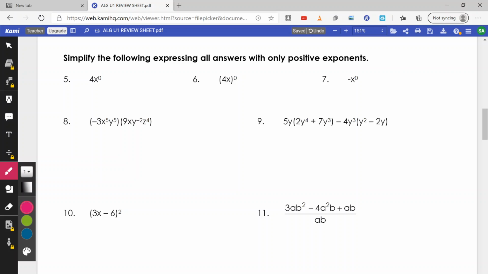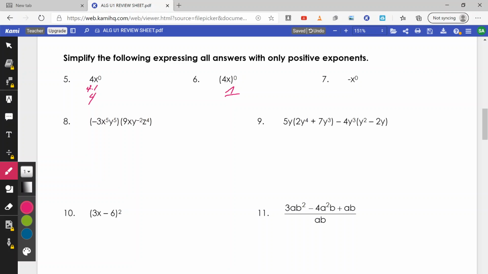Simplify all of the following with positive exponents only. So 4x to the 0, again, 0 is only on the x. 0 exponent means that item is really worth 1. So this is really 4 times 1, which is 4. (4x) to the 0, notice the 4x is inside parentheses, so that is getting raised to the power of 0, which means that item is strictly 1.